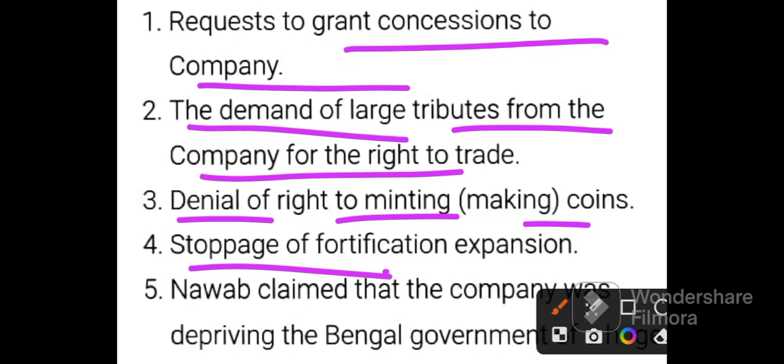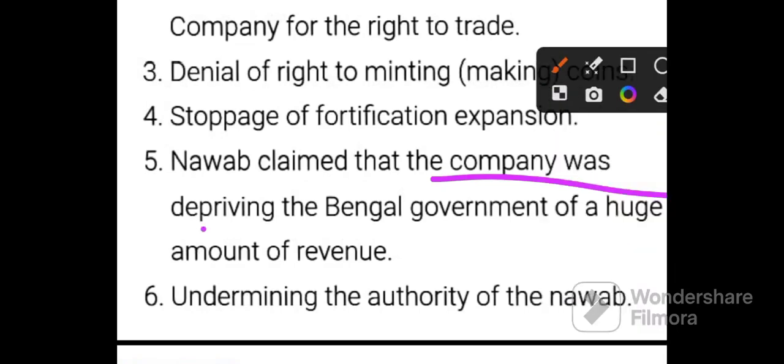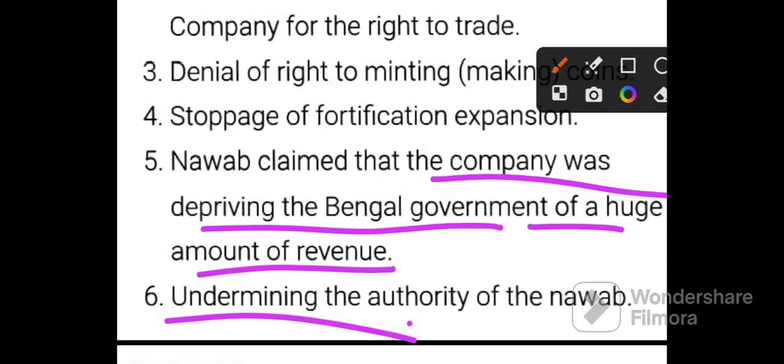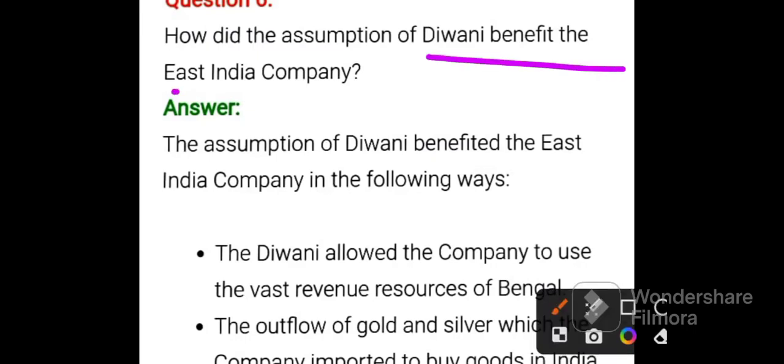Fourth, stoppage of the fortification expansions. Fifth, the Nawab claimed that the company was depriving the Bengal government of a huge amount of revenue. Sixth, undermining the authority of the Nawabs. Now, question 6. How did the assumption of Diwani benefit the East India Company?